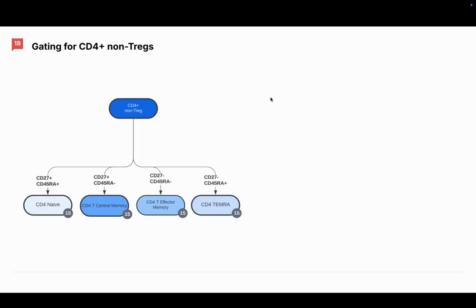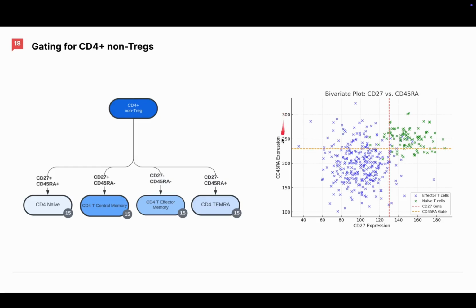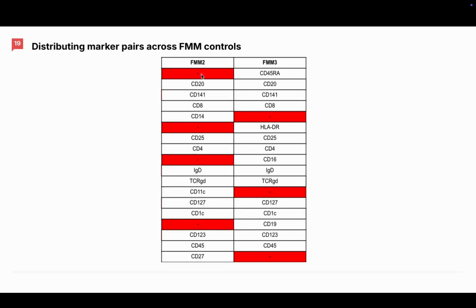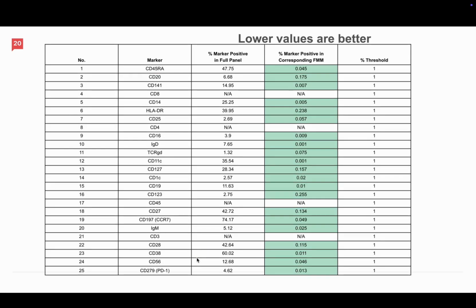This is an example of gating for CD4 positive non-Tregs, and the two markers that are relevant here are CD27 and CD45RA. In a bivariate plot, you would see these, say, CD45RA and CD27 like this. And what we're going to do is put these on different FMM controls. So you can see here for FMM2, CD45RA is excluded, but it's included on FMM3. And then conversely, CD27 is excluded on FMM3, but included on FMM2. So this goes to the underlying result.